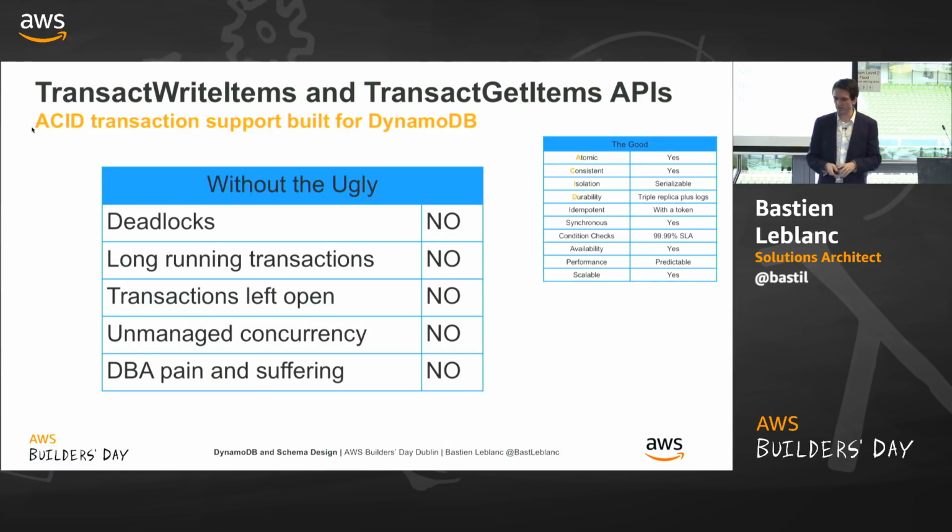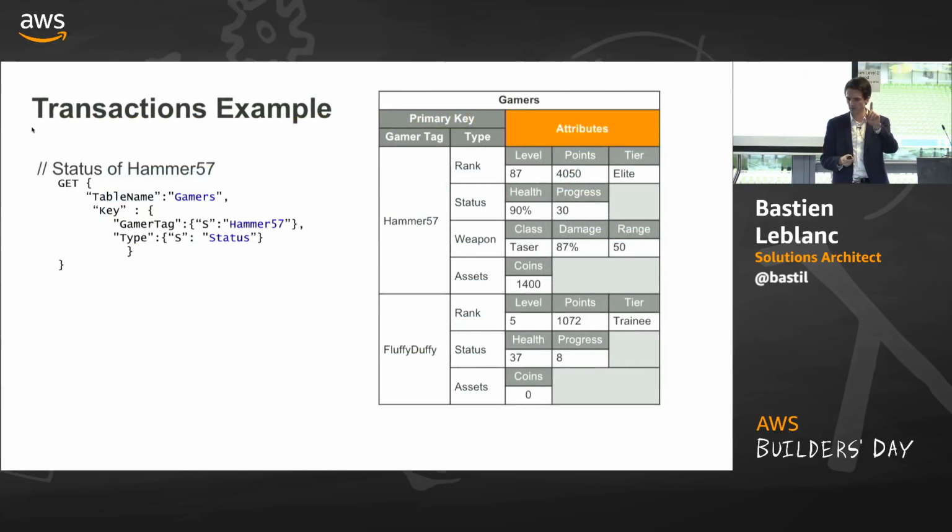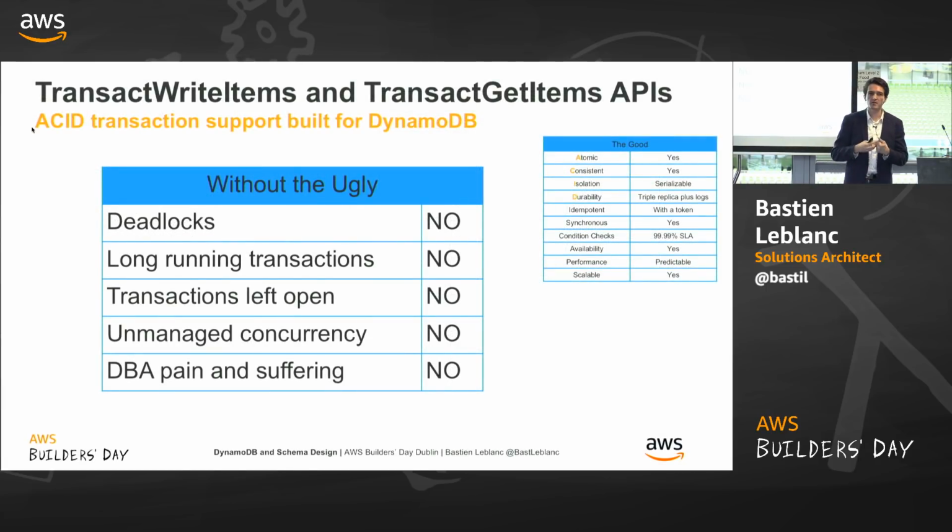And without the ugly things, if you are familiar with some things in relational databases like deadlocks, long-running transactions, unfinished transactions, we don't have this, simply because we implemented transactions in a very simple manner. One thing to know is that we don't lock the item when you do the transaction. So that's why you can't get deadlocks, because we don't lock the item.